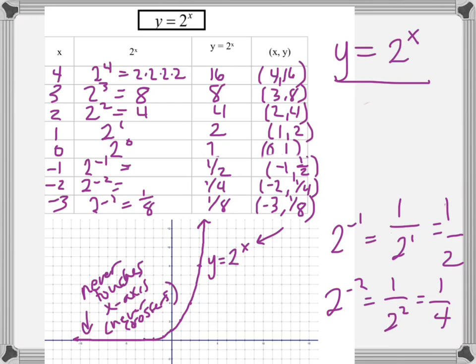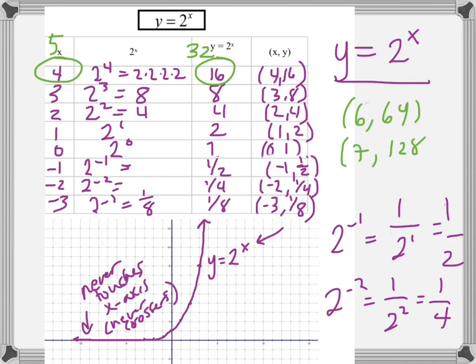Exponential functions grow, so by the time x is 4, it's already 16. If x was 5, it would be 32, if we filled in some more of these. If x is 6, y would be 64, right? 7, y would be 128. 8, y would be 256. So already at x equal to 8, it's at 256. So it goes really, really fast. After the first few positive values for x, it shoots right up.